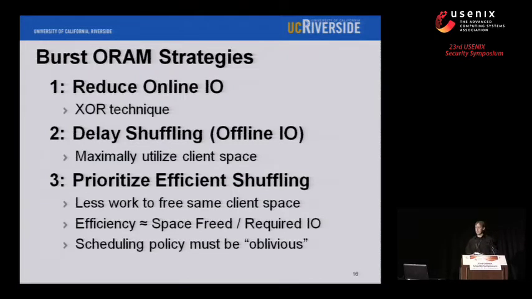The first is we want to reduce the online I/O, so that amount of work that we actually have to do before a request is satisfied. That allows us to satisfy the individual request very quickly, but we end up with more offline or shuffling I/O to do. So the next step is to delay that shuffling work as long as possible, preferably until an idle period where it won't affect response times. That's mostly in the paper, there's some details on that, but it's mostly an engineering challenge to utilize client space efficiently and not reach a deadlock situation.